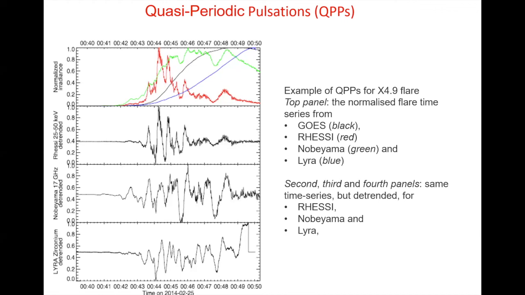And you can see an example here. So at the top, we're showing a QPP for an X4.9 flare. We've got GOES data and RHESSI data and Nobeyama data and LYRA data. And then in the three subpanels below, we show the RHESSI data, the Nobeyama and LYRA data, but detrended. So we've extracted a trend from that, and you can see the oscillation in each one. And they're remarkably synchronous with each other. And so you have an oscillation here that's being observed by different instruments. So it's not an instrumental effect. It's also being observed across different energy bands.